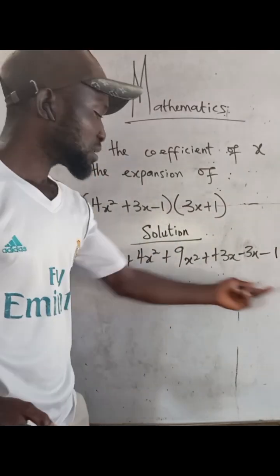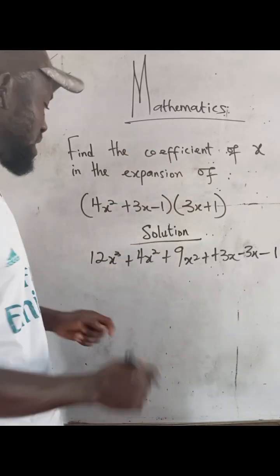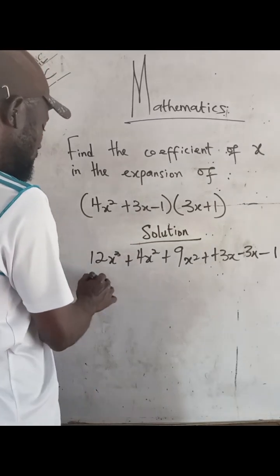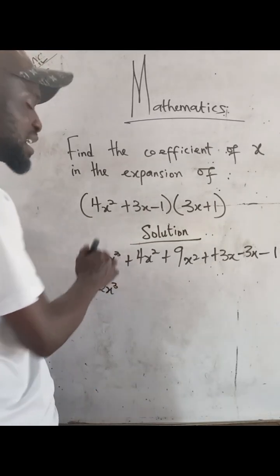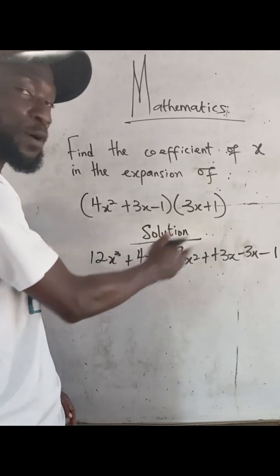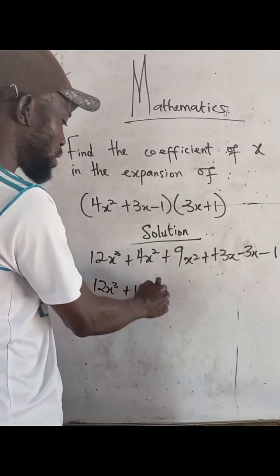Now, let's simplify this to the lowest term. We want to collect all those terms that look alike. So this one, 12x raised to power 3, there is no other thing like that, so you write it because it is the only one carrying the cube. Then plus 4x squared plus 9x squared, that is plus 4 plus 9, that's 13. Then put the x squared because they have it in common.